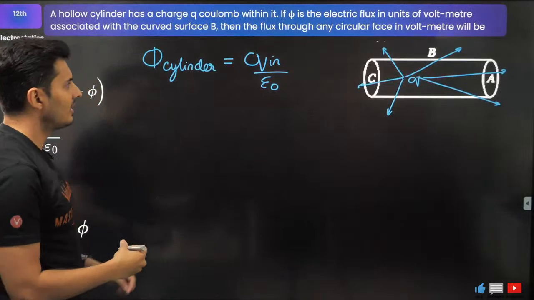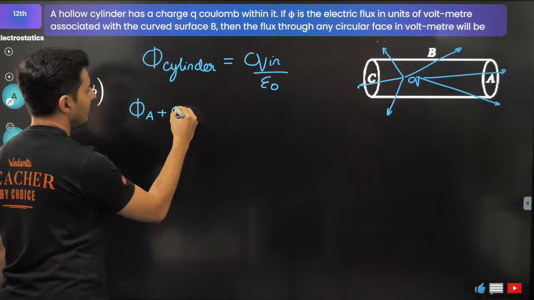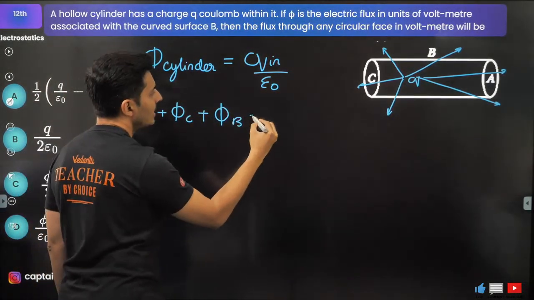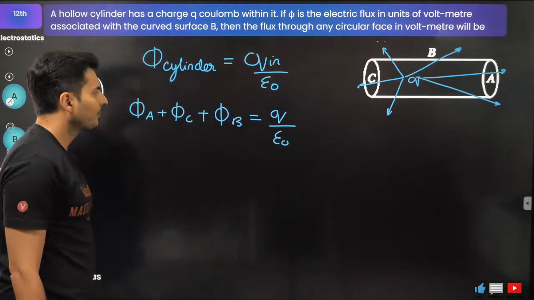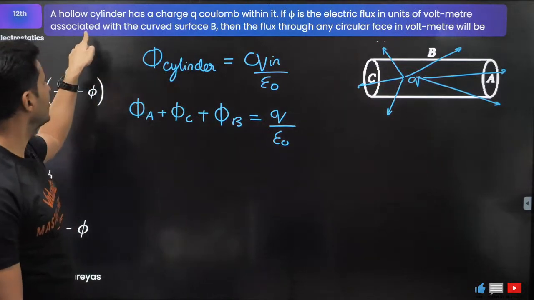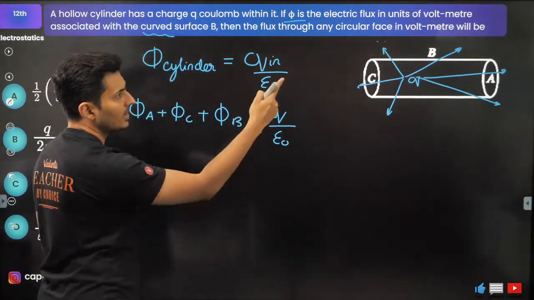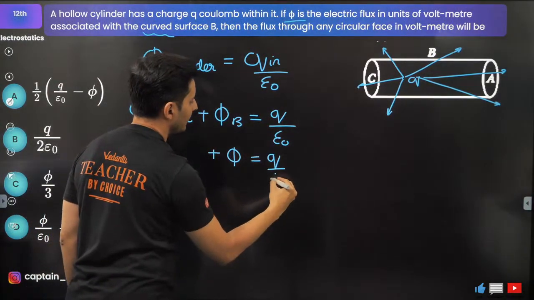The flux through the cylinder will be flux through the surface A plus the flux through the surface C plus the flux through the surface B. Charge inside is just Q and this is epsilon naught. The flux through the curved surface, it's clearly mentioned, is phi. So the curved surface here is B, so this would be phi. I hope you see that.